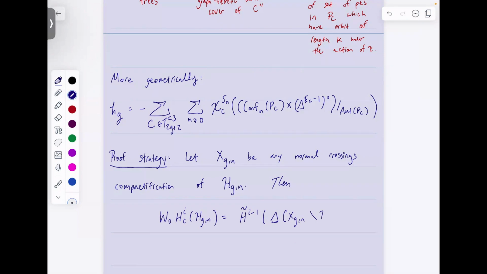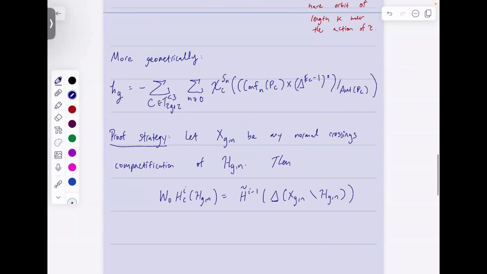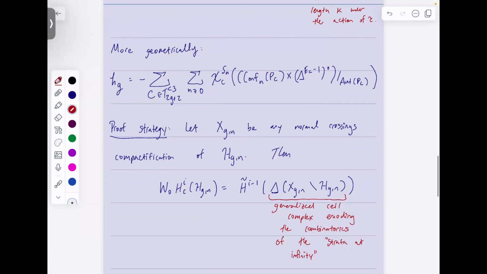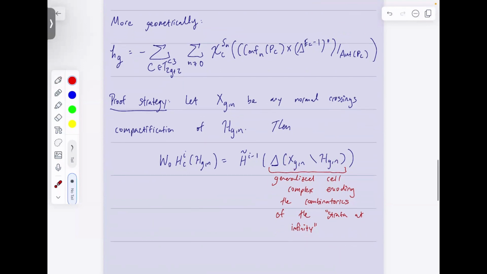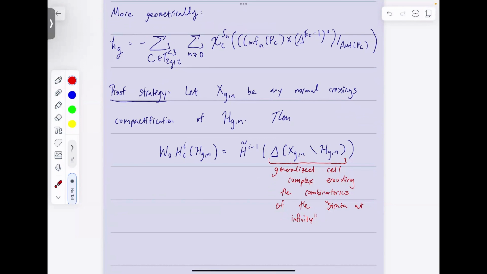So I look at the complement of H_{g,n} inside of my compactification. That's some divisor with good combinatorial properties. I can build some sort of generalized cell complex which encodes the combinatorics of the strata at infinity. Strata at infinity meaning the boundary stuff we add to H_{g,n} to get this compactification X_{g,n}. So we want to exploit this theorem. So this generalized cell complex, hopefully, is going to be some combinatorial gadget that we can get our hands on.